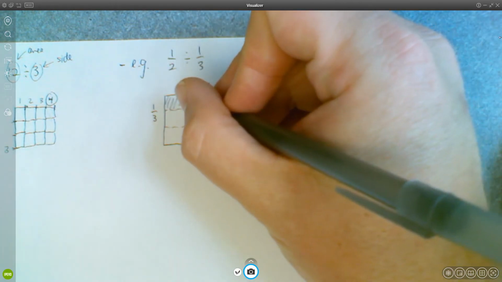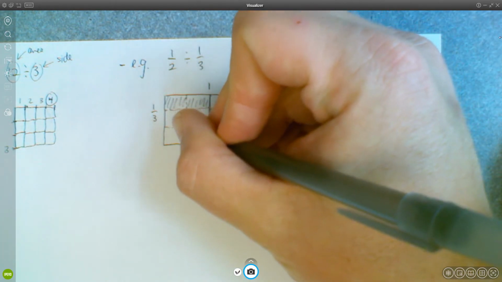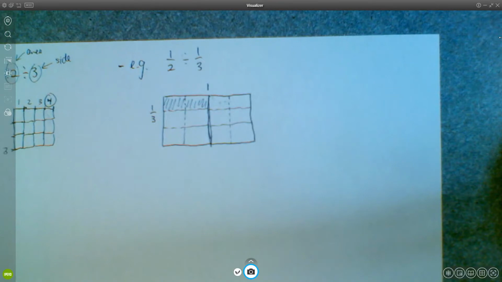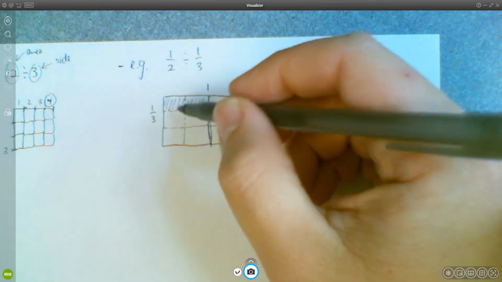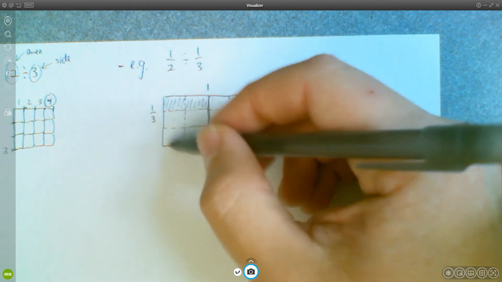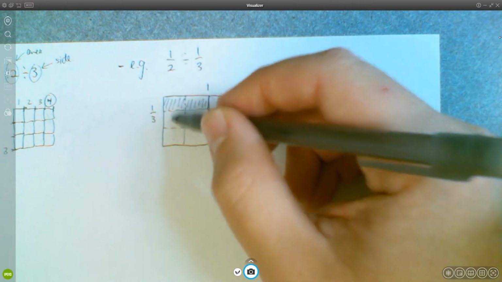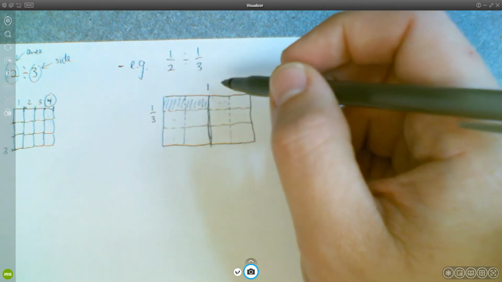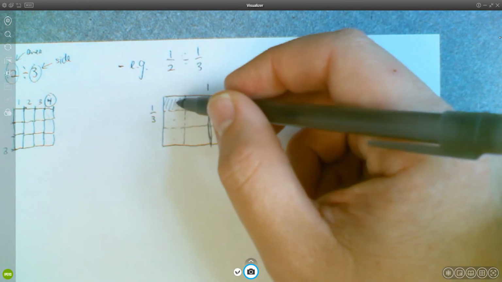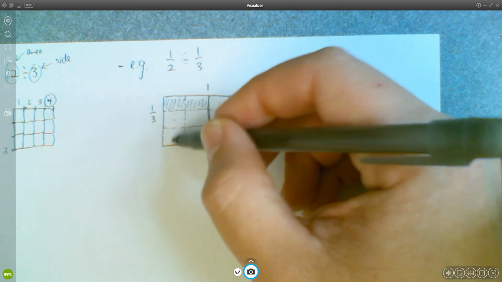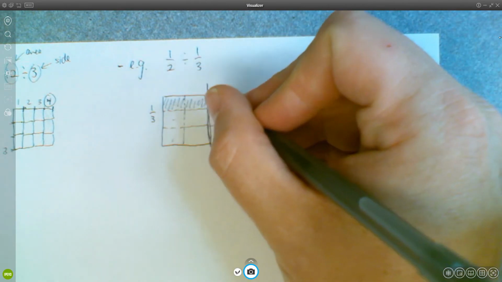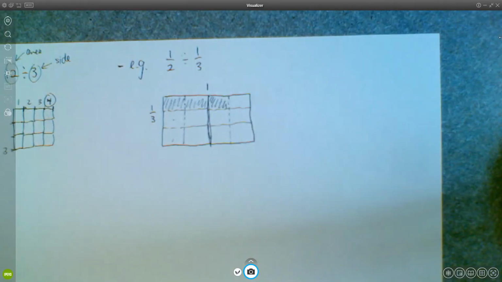Well, if I come back and split this initial box in half vertically, and I split this one in half vertically, then what I see is that half of 1 unit is equal to 1, 2, 3. This is half. So half of this unit is equal to 3 of these sixths, which makes sense. We know that 1/2 is the same thing as 3 over 6. So half of the unit is the same as 3 of these boxes. So I need to shade in 1, 2, 3 boxes in order to get a half.